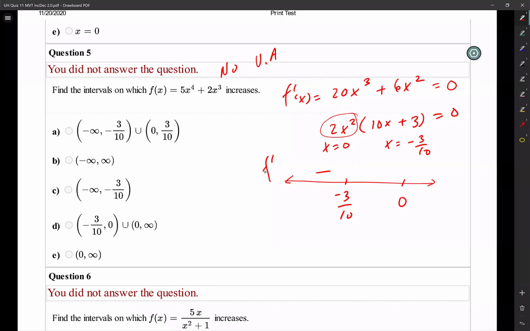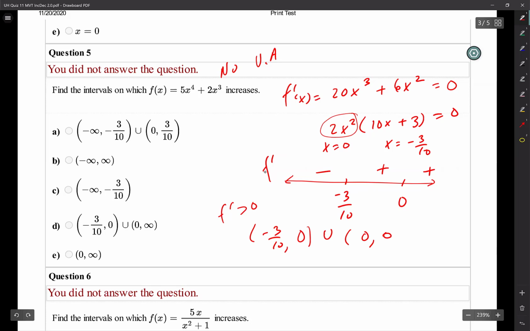If I pick a number between negative 3/10 and 0, like negative 1/10, then 2x squared is positive, and negative 1/10 times 10 is negative 1. Negative 1 plus 3 is positive, so plus. And if I choose a number like 1, that's a plus too. So I'm going to say f prime is positive between negative 3/10 and 0, and again between 0 and infinity.